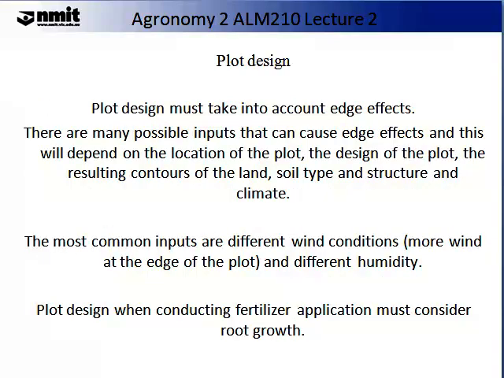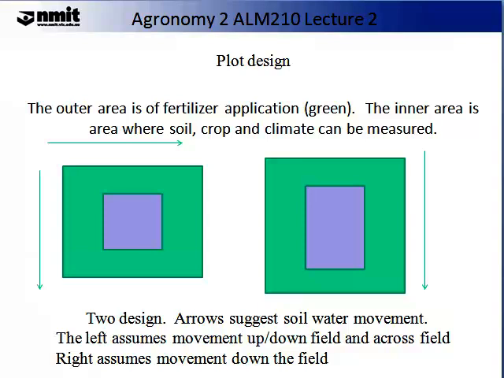Plot designs must also take into account edge effects. There are many possible inputs that can cause edge effects, and this will depend on the location of the plot, the design of the plot, the resulting contours of the land, soil type and structure, and climate. The most common inputs are different wind conditions, that is, there is more wind at the edge of the plot, and different humidities. Plot design when conducting fertilizer application must consider root growth. On the slide you will see some examples of plot design.